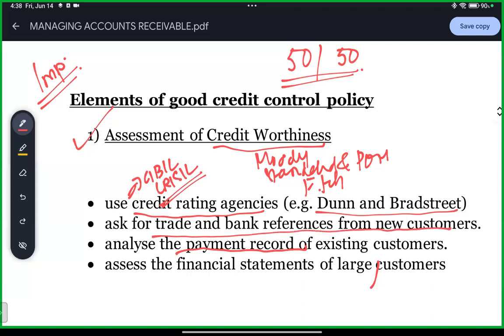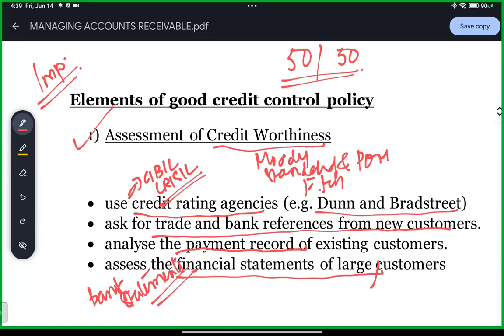You can ask the customer to provide trade and bank references. You can ask the customer to submit their financial statements if it's a large customer. Also, you can ask them for their bank statement as well. So you can ask them to submit their bank statement for the previous 6 months, okay? Depends on the situation. So this is how you evaluate the creditworthiness of a customer.